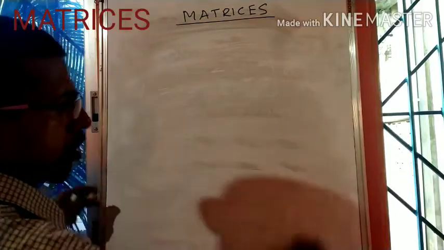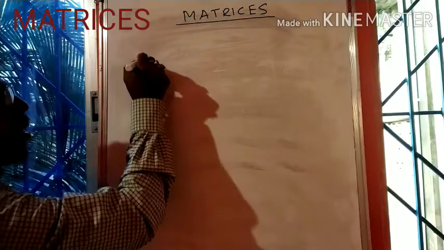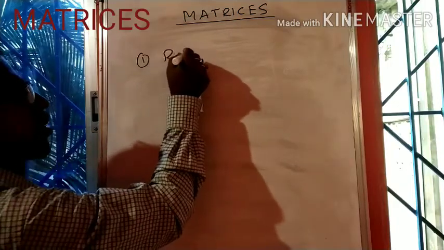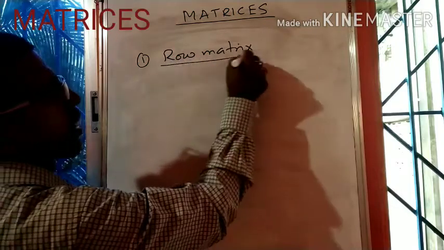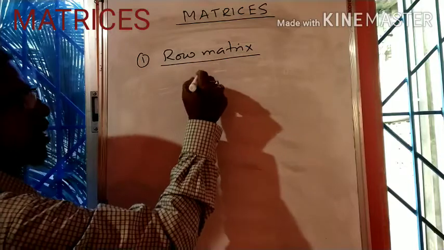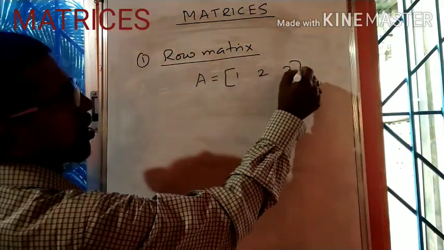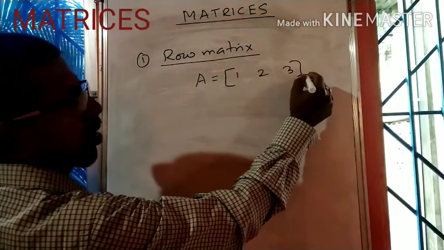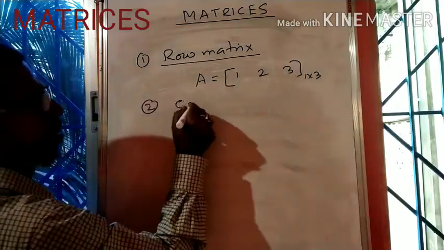Now, different types of matrices. There are different types of matrices. Number 1, row matrix. What is a row matrix? A matrix is said to be a row matrix if it has only one row. As for example, if I give you 1, 2, 3, this is a row matrix of order 1 by 3, one row.